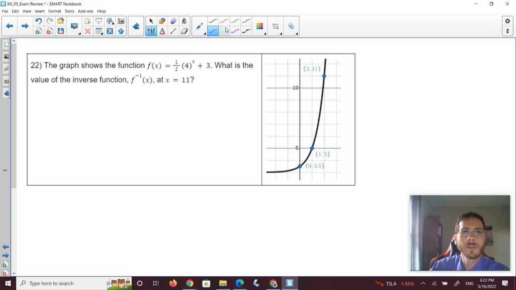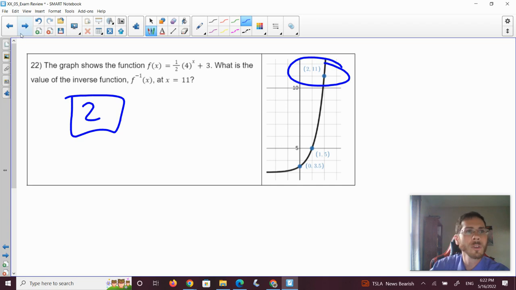For 22, we have to find the value of the inverse function at x equals 11. So again, that's where this function equals 11. So the answer is 2. That's about it. That's all we're going to do for that one.